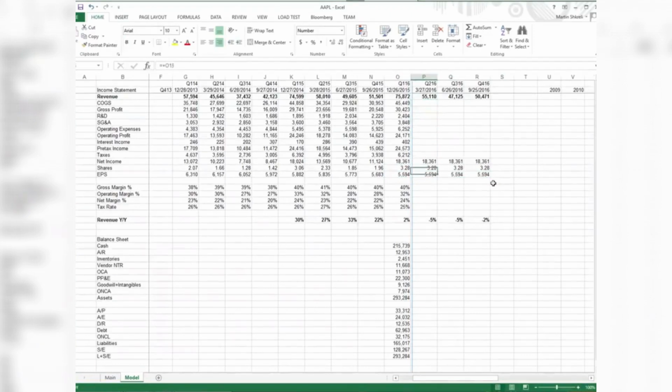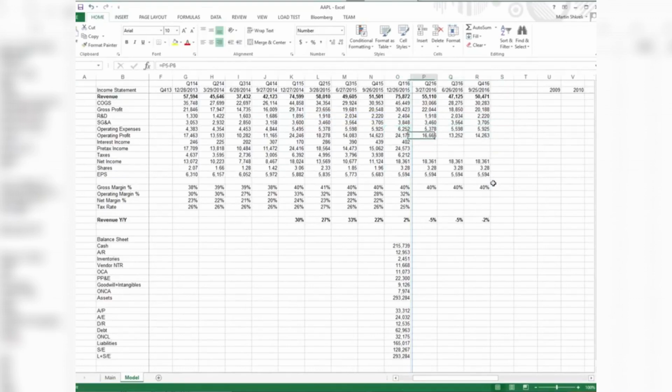Now, how about gross margin? They've been pretty steady at 40%. So unless their costs are changing for their products, I'm going to keep it at 40%. And COGS are just the subtraction of those two. How about R&D and SG&A? Well, for Apple, these numbers don't matter that much. They're so small relative to the rest of the business. So I'm just going to take last year's number. Whatever they did last year, I assume they'll do that this year.